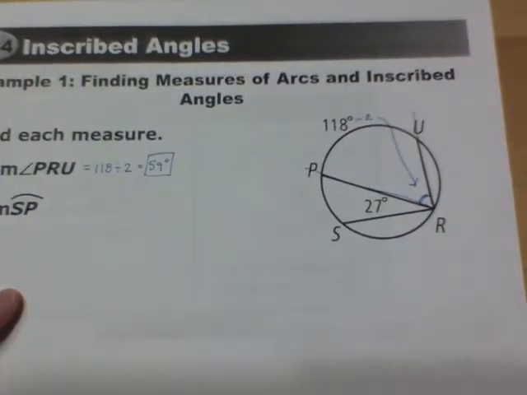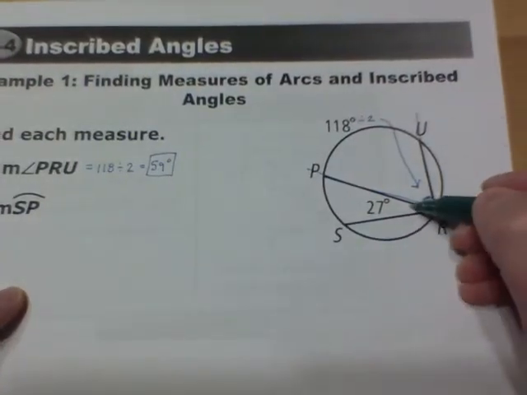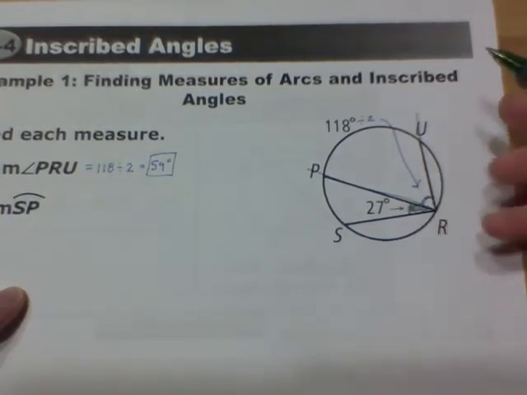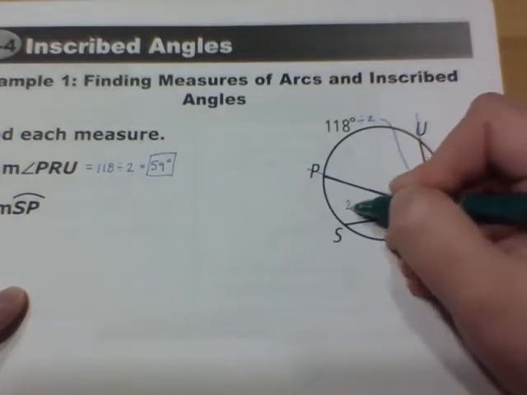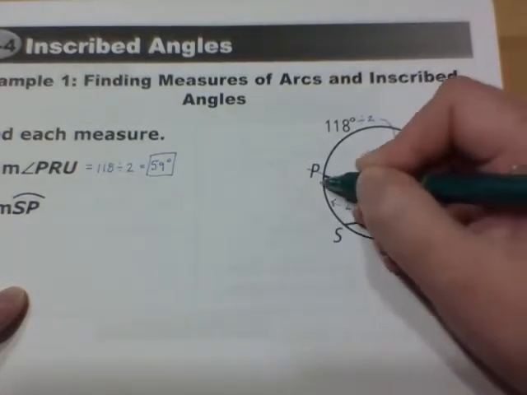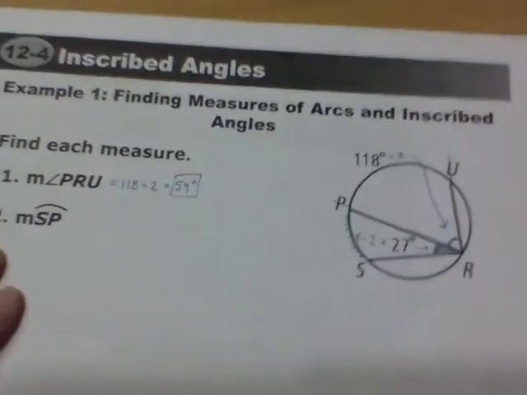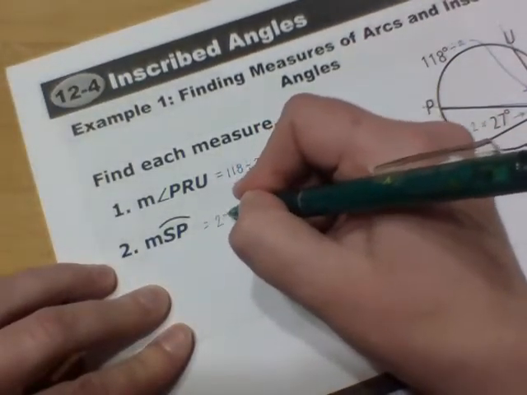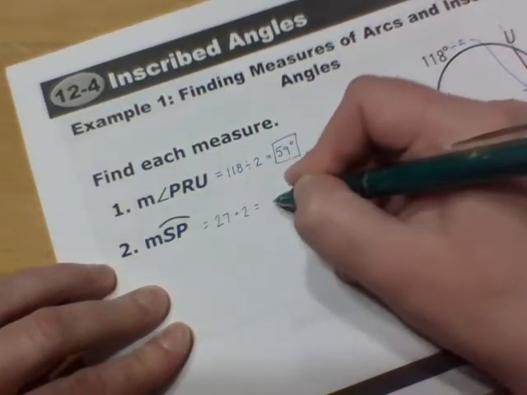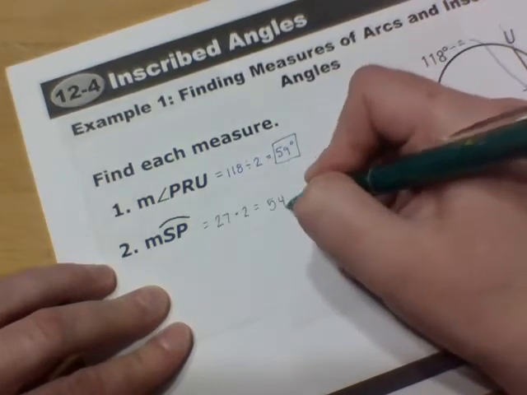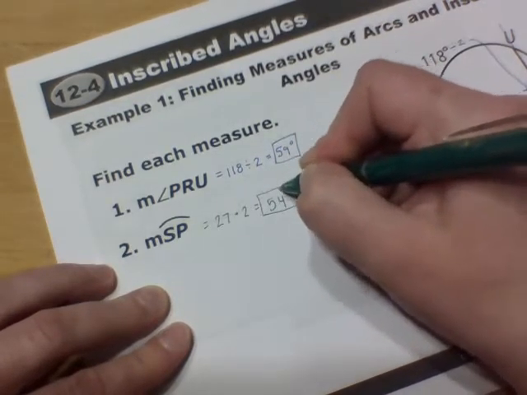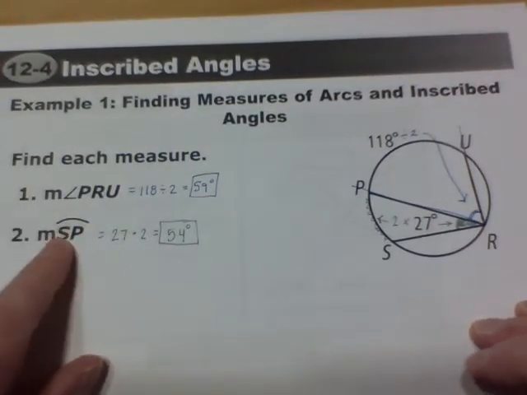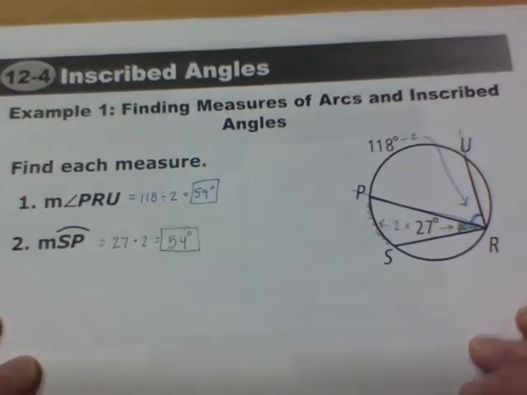All right, the next thing is the opposite of that. They're saying that 27 degrees is this angle measure. If that's 27, go ahead and multiply by 2, and we're going to get the measure of arc PS. So the measure of PS or SP is going to come from 27 times 2, and so we're going to be at 54 degrees. And again, remember this is an arc measure, not an arc length, and so we are talking about degrees.